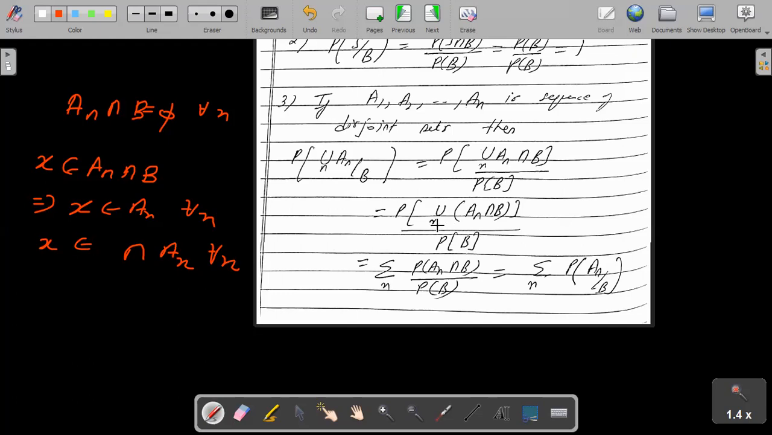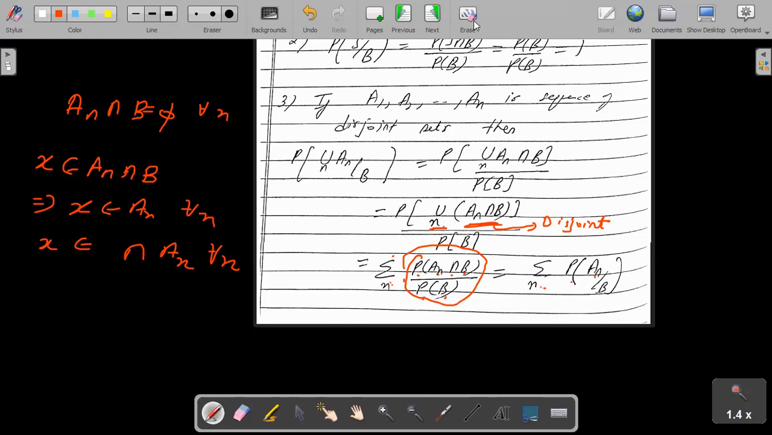So if you see, this is what? Probability of the union of A_n ∩ B, where all these sets are again disjoint. We know that if the sets are disjoint, then their union can be broken up. So this union becomes a summation over n of probability of (A_n ∩ B) over probability of B. Again, if I apply the formula, this is the summation over n of probability of A_n mod B.